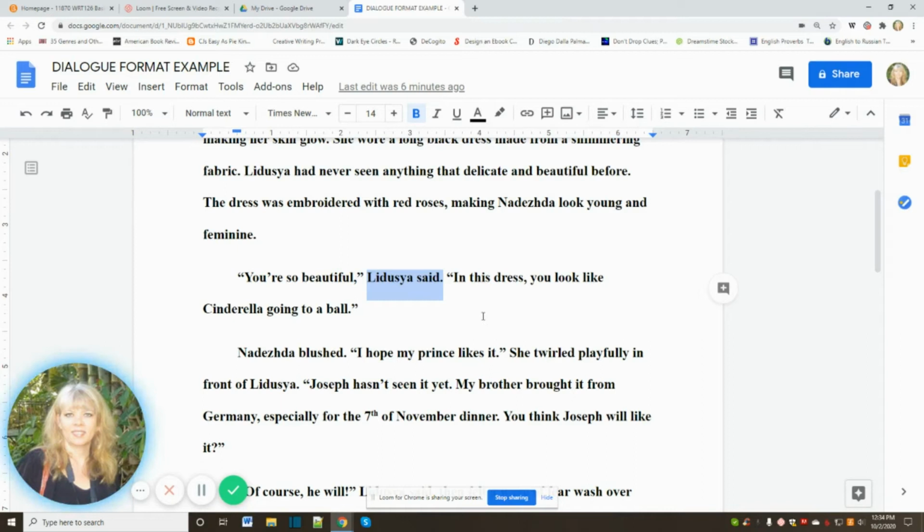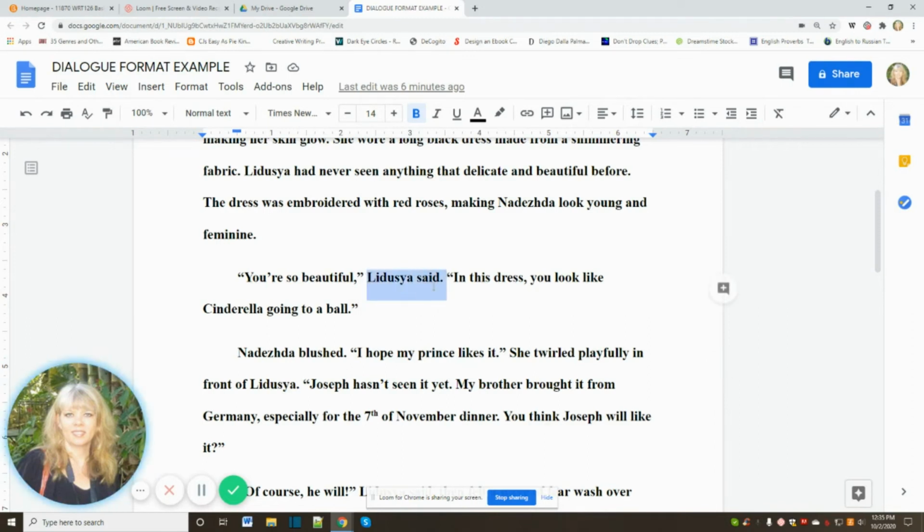Now, what I commonly see as a problem with my students is they don't know when to use, like here, a comma, and when to use a period. So what's the difference, right? It seems like, well, this is a line in quotation marks, this is a line in quotation marks, so why is there a comma here and a period here? So let's take a look.